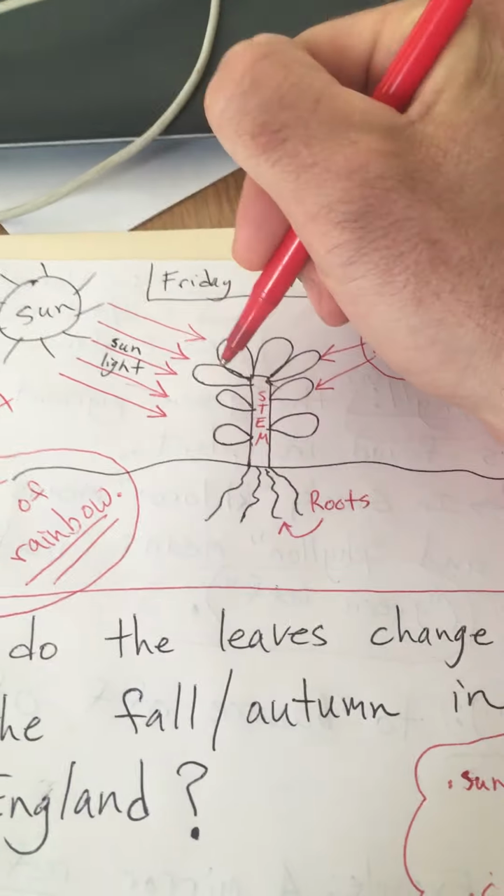It's really cool. So the plant is using all of that color to then have photosynthesis happen and to make its own food.